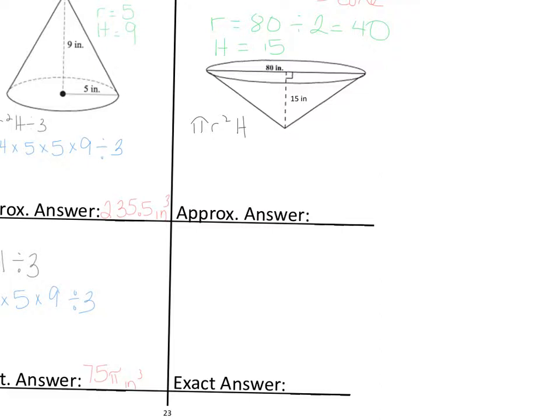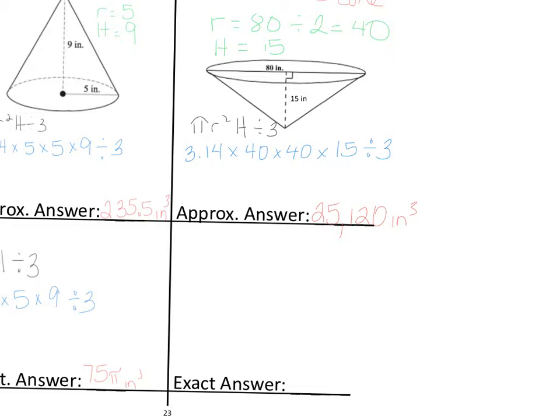Fuzzy Wuzzy was a bear, area of a circle is pi r squared, and we're multiplying it by the height of the whole figure, and we have to divide it by 3 because a cone is a third of a cylinder. Now we can plug in our numbers. 3.14 times our radius of 40 squared, or times 40 times 40, times the height of the whole cone, which is 15, and we divide by 3. And that's going to give us an approximate answer of 25,120 inch cubes, meaning cubed.